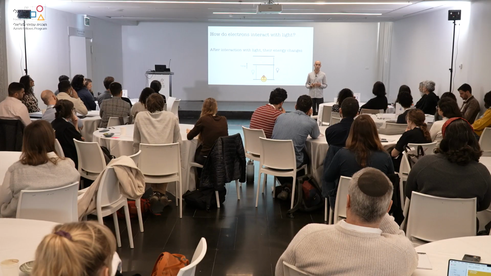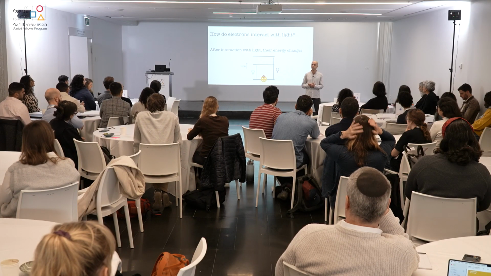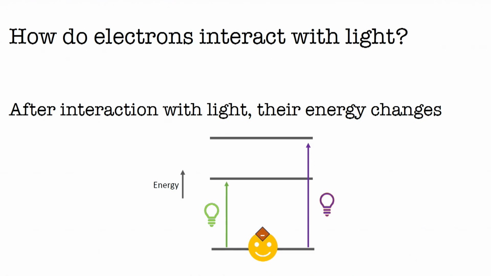The different colors we see with our eyes differ one from another by their energy. For example, green light has lower energy than purple light. So if we shine the material with green light, the electron will move up to the middle energy level. But if we shine it with higher energy purple light, the electron will move all the way up to the highest energy level we see here.